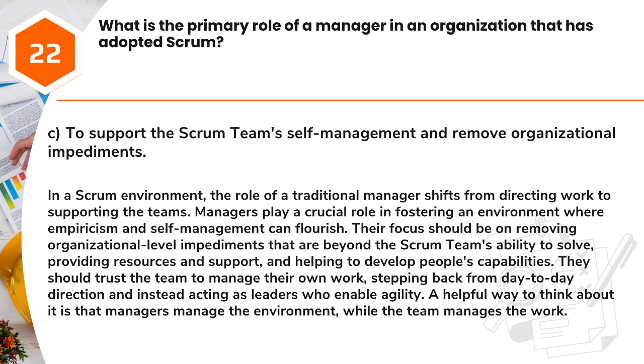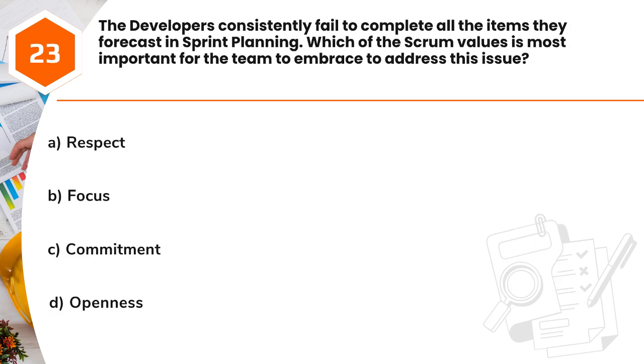They should trust the team to manage their own work, stepping back from day-to-day direction and instead acting as leaders who enable agility. A helpful way to think about it is that managers manage the environment, while the team manages the work. Question 23. The developers consistently fail to complete all the items they forecast in sprint planning.